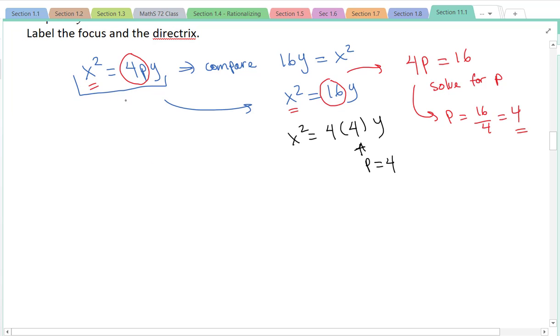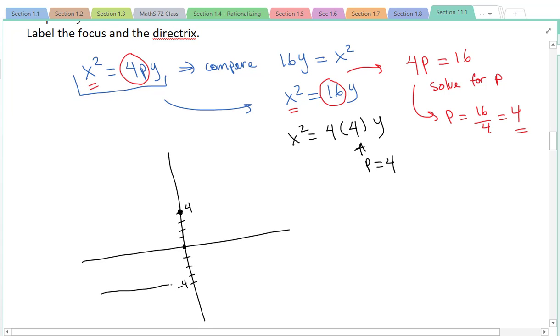And so now that I have that, we can graph our parabola. Since p is positive 4, that means the focus is going to be on the positive side, so this opens upwards, right? P is positive, so it's going to be a parabola that opens upwards starting at the origin. And now the directrix is the line y equals -4.